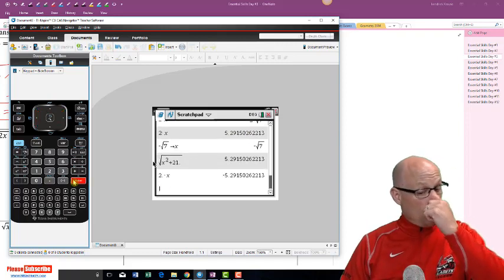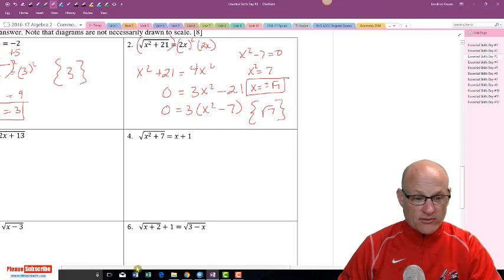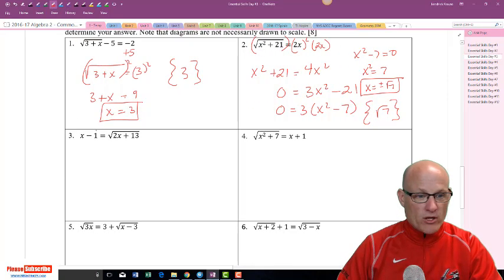Whoa, whoa, whoa. Negative didn't work. Negative did not work. The only answer to this one is the square root of 7, not the negative square root of 7, the positive square root of 7. All right, weird thing's all by itself. So we're going to square both sides.